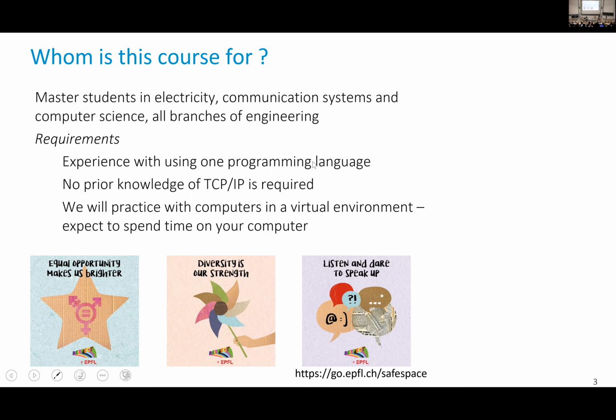This course is for everyone. In the computer networking field, we are strong believers of equal opportunity, and we appreciate and value and support diversity, like hopefully everyone at EPFL. If you had any problem in this course or anywhere at this level, you know that there is a safe space. There are places at EPFL where you can speak up if anything would happen.